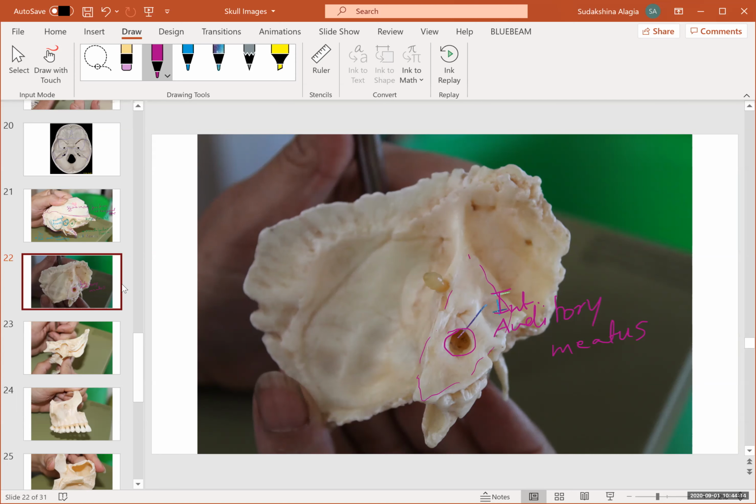I have a quick question. Is the zygomatic arch going to be the combination of both the zygomatic process and the temporal process? Yes, yes, the whole structure is the zygomatic arch. Thank you.